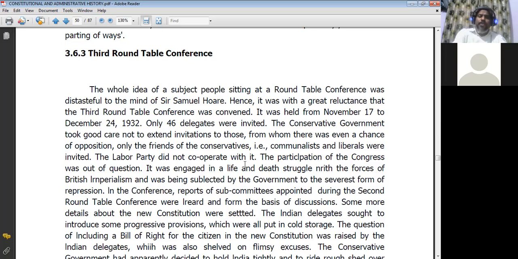The conservative government took good care not to extend invitations to those from whom there was even a chance of opposition. Only the friends of the conservatives, that is, communalists and liberals, were invited. The Labour Party did not cooperate with it. The participation of the Congress was out of the question, and it was engaged in a life and death struggle against the forces of British imperialism, and was being subjected by the government to the severest form of repression.